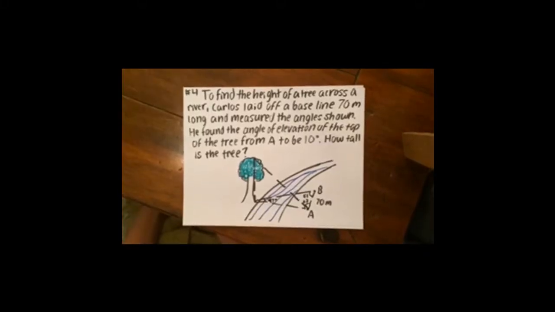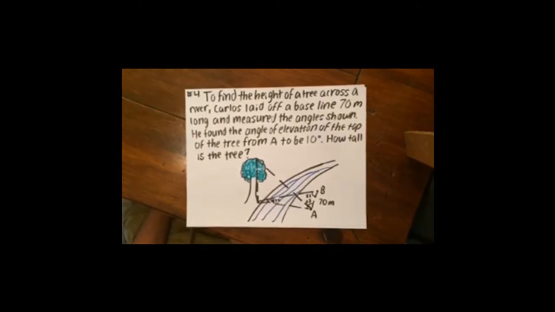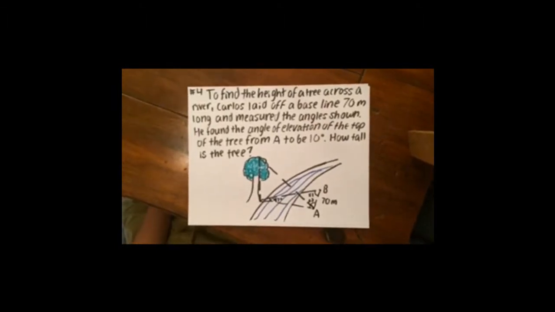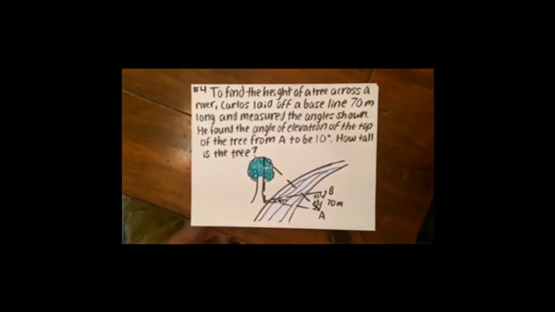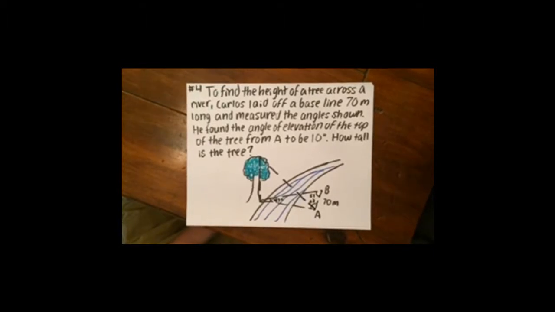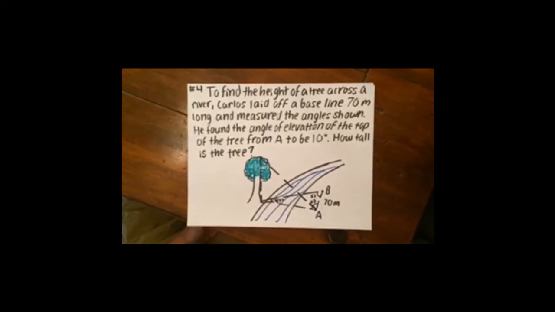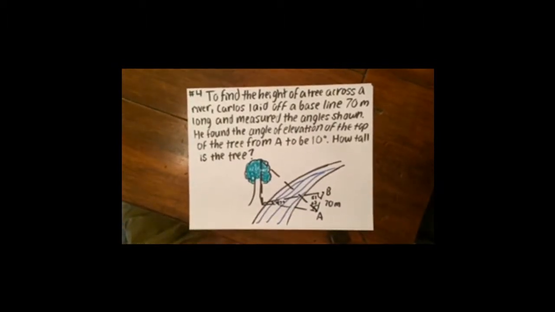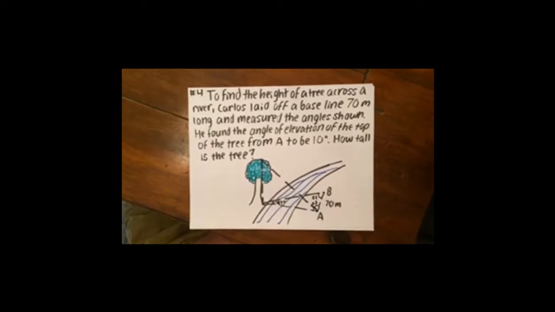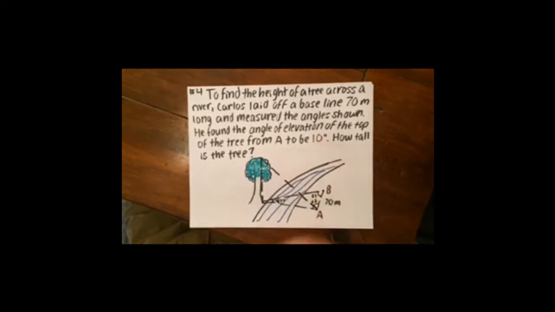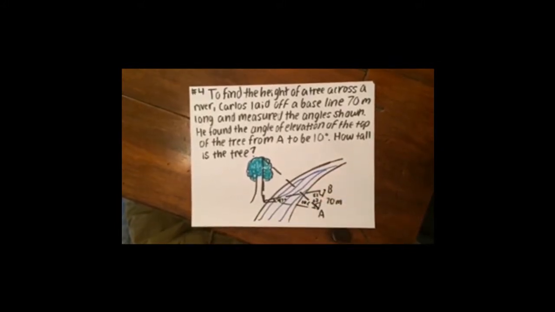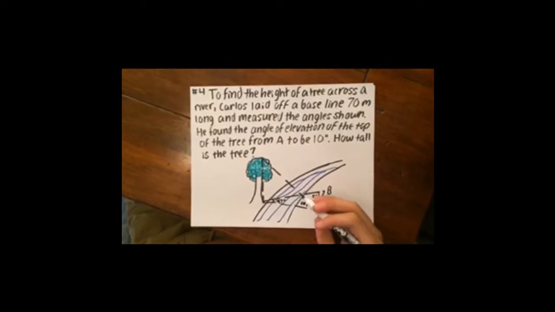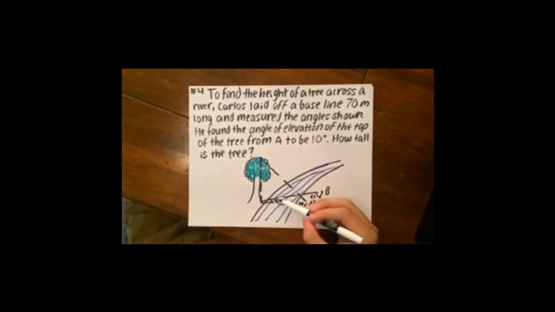Okay, so this is problem number 4, and it's a word problem, still having to do with the law of sines. So this is the problem. To find the height of a tree across a river, Carlos laid off a baseline 70 meters long and measured the angles shown. He found the angle of elevation of the top of the tree from A to be 10 degrees. How tall is the tree? So this would be 10 degrees right there. This says 51 and this says 82. They're kind of hard to read because they're small, and then this is 47.